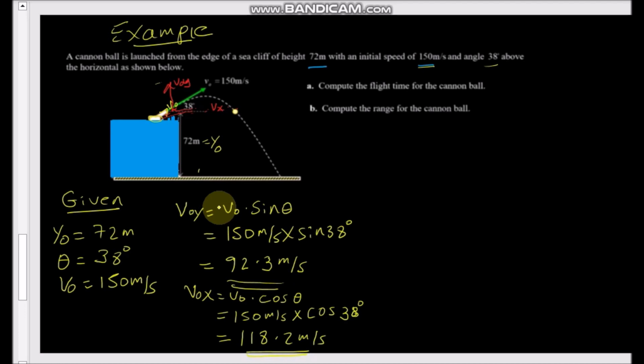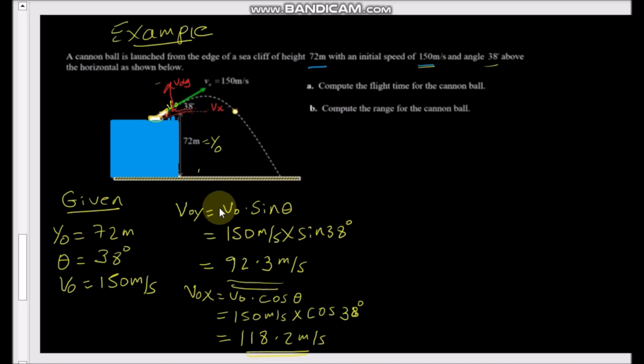Now we take out the given values. For example, during exams, they give you numbers that can be easily calculated. Okay, don't worry about the numbers.